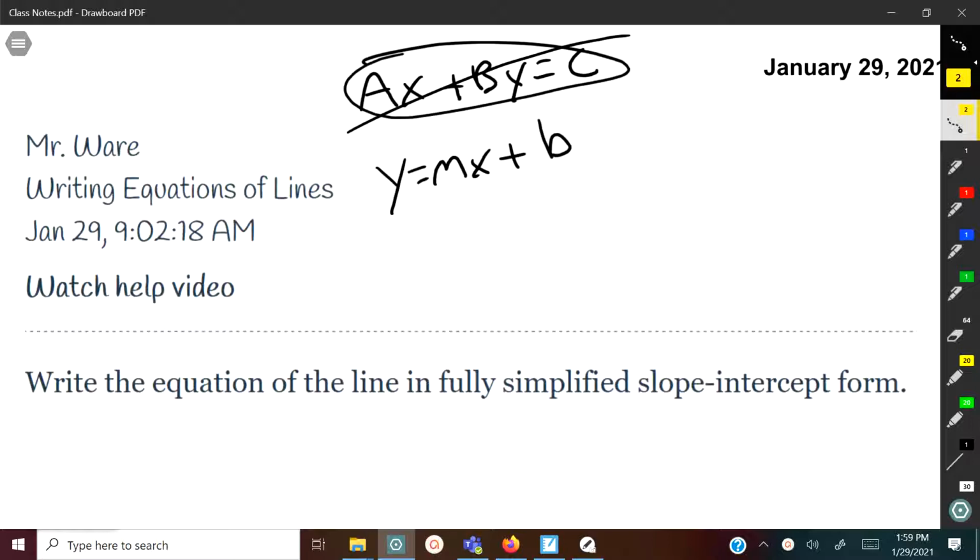So it says write the equation of the line fully simplified in slope-intercept form. When they say fully simplified, they're talking about the fraction. And I'm going to try to show you something that can help you with simplifying fractions, because I know that could be tough. But let's take a look at the first example.